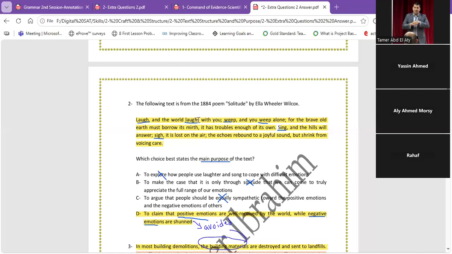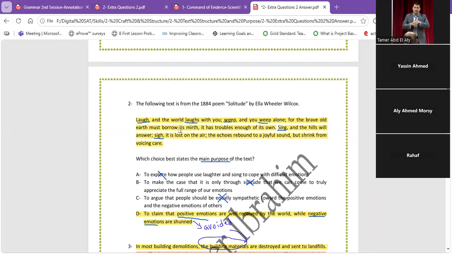We are lucky here because the whole text is only two sentences. He said here, "Laugh, and the world laughs with you. Weep, and you weep alone. Cry, and you cry alone. For the brave old earth must pour its mirth," because earth will not survive, actually, with any negative emotion. "It has troubles enough of its own."